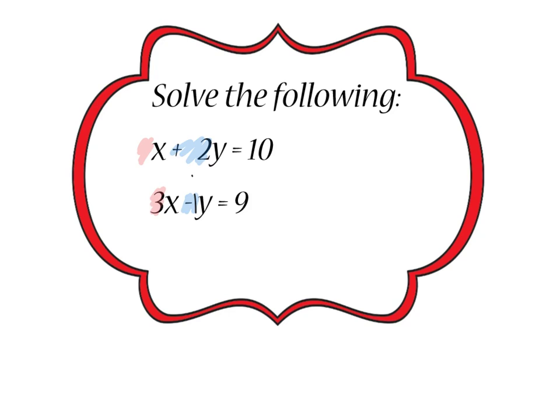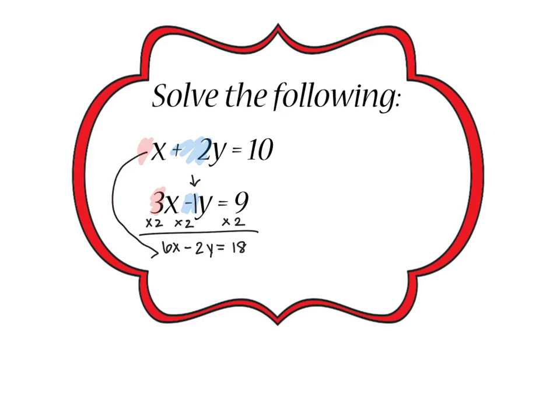So I want this negative 1 to become a 2. So I'm going to multiply each of these by 2. When I do that, I have 3 times 2 is 6. Negative 1 times positive 2 is negative 2y. And 9 times 2 is 18.